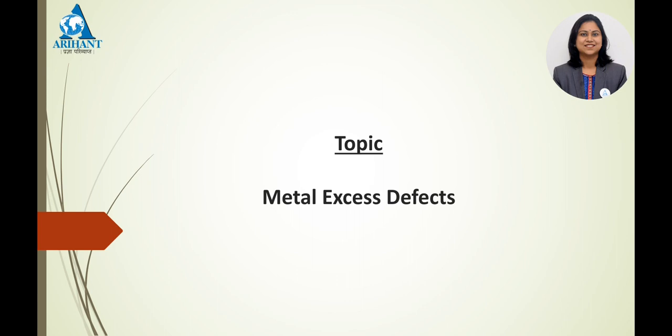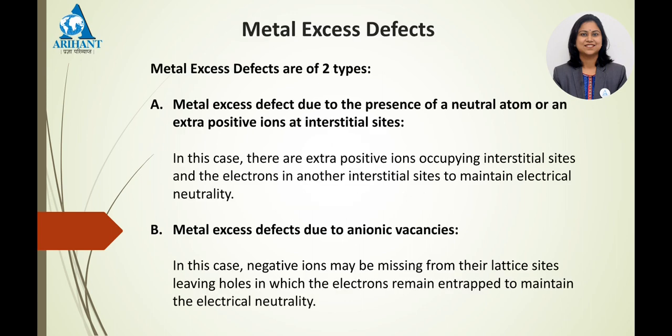Today we are going to study metal excess defects. Metal excess defects are of two types. First, metal excess defect due to presence of neutral atom or an extra positive ions at interstitial sites. In this case, there are extra positive ions occupying interstitial sites and the electrons in another interstitial sites to maintain electrical neutrality.